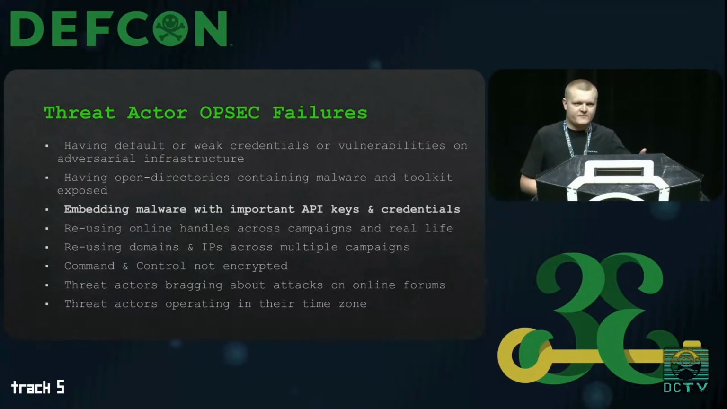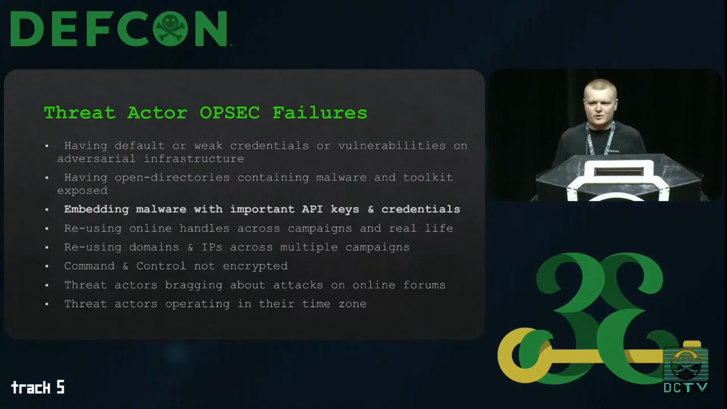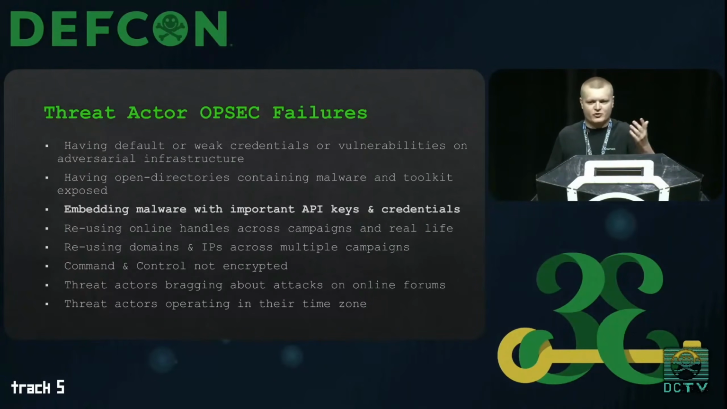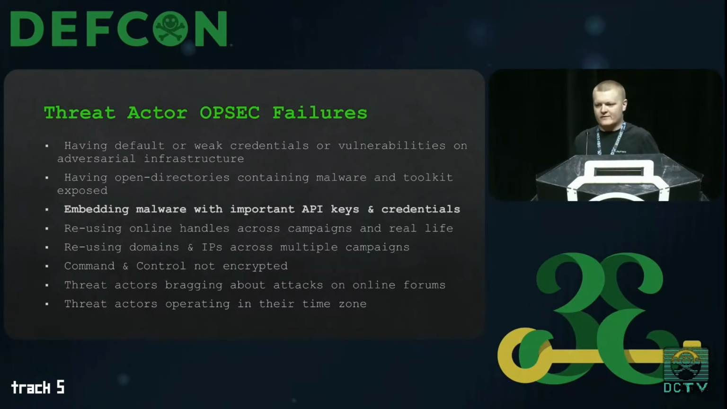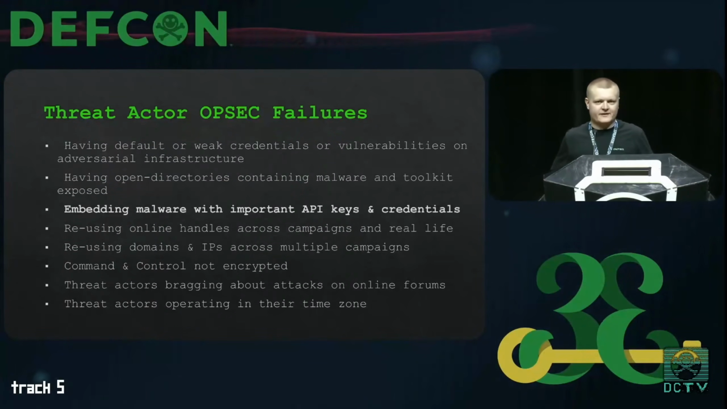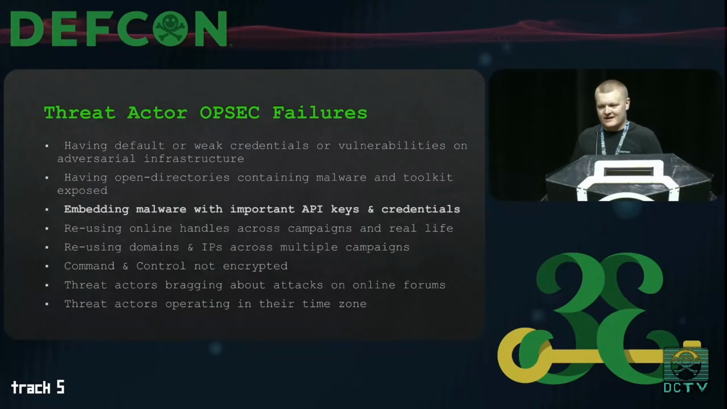This means when we visit this open directory, we can see the whole entire file system and move through it. If this was, let's say, on a Linux machine in the home folder, the threat actor may expose their bash history file, which would leak all the commands the cybercriminal has run. And then I've highlighted there embedded malware with important API keys and credentials. I don't really need to explain why this is an OPSEC failure. If we've got our hands on cybercriminals' passwords and credentials, they're doing something wrong.